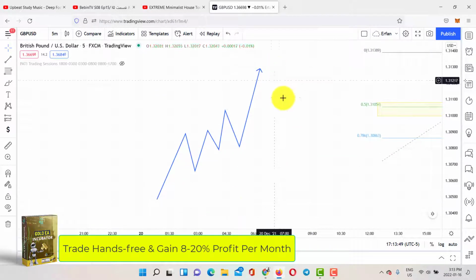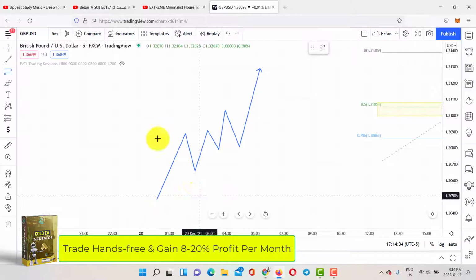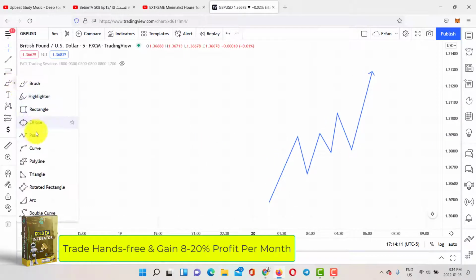In this case, if you want to use your Fibonacci retracement, you need to grab it here and start from the bottom. If the market is bullish, if you have an uptrend market, you need to start from the bottom. But if it's a bearish market, you have to start from the top. So this is for the bullish market. I'm going to show you an example for the bearish market.